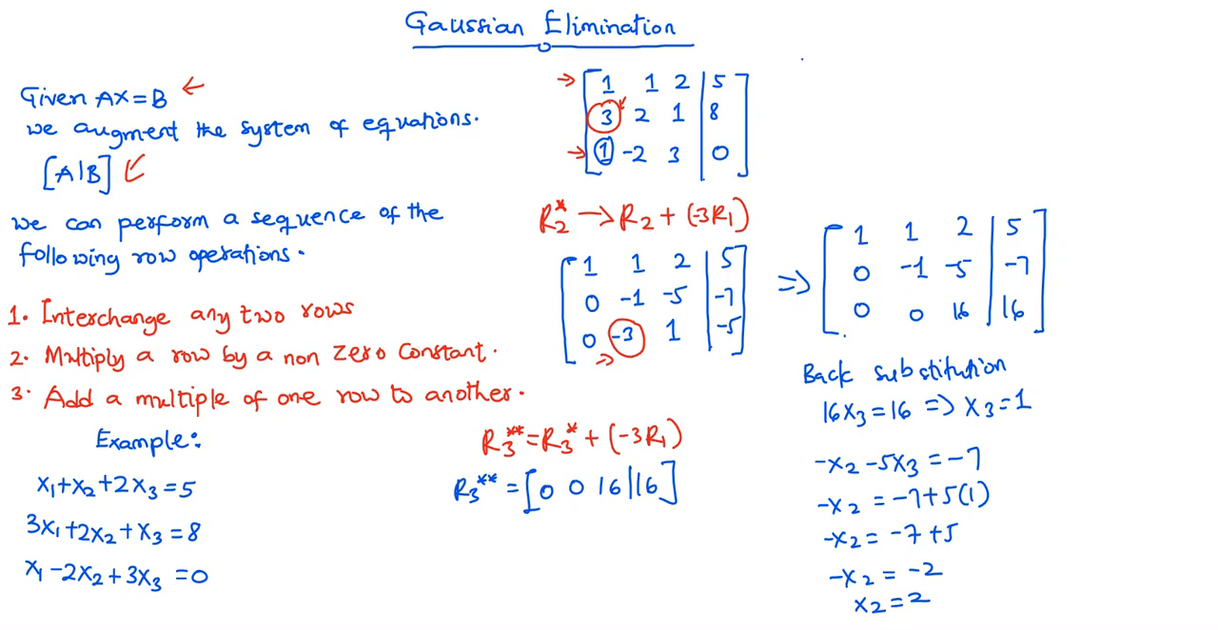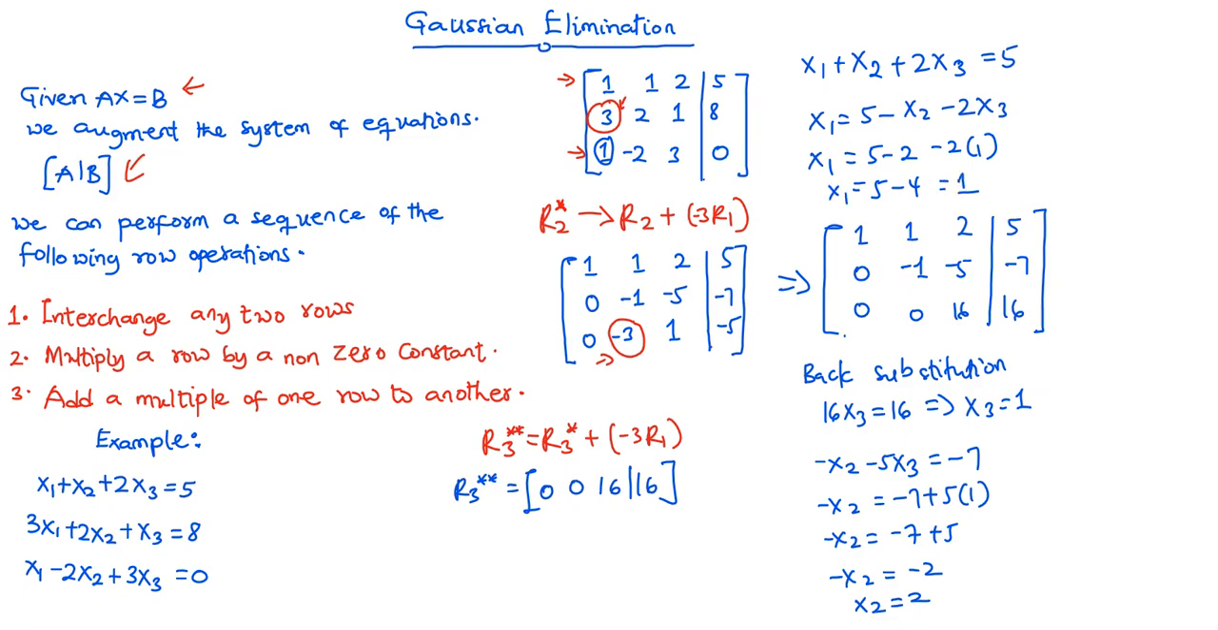So for x1, you're going to have x1 plus x2 plus 2x3 equal to 5. So you're going to have x1 to be equal to 5 minus x2 minus 2x3. So let's see what you're going to get. You're going to have 5 minus 2 minus 2 multiplying 1. So you're going to have 5 minus 4, which will give us x1 to be equal to 1. So then we are going to have x1 equal to 1, x2 equal to 2, and then x3 equal to 1.